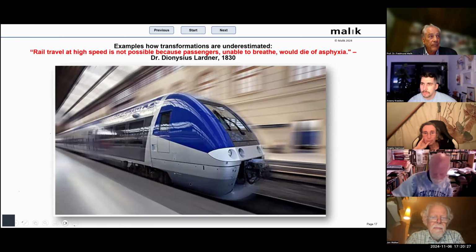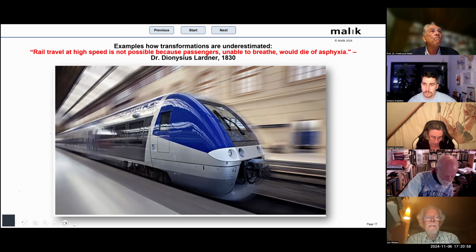Next one, railway. Examples of how transformations are underestimated. Rail travel at high speed is not possible because passengers, unable to breathe, would die of asphyxia. A certain Dr. Dionysius Lardner, 1830. Might be at that time, but this is our time, and we all know how the next steps are working. Next one.